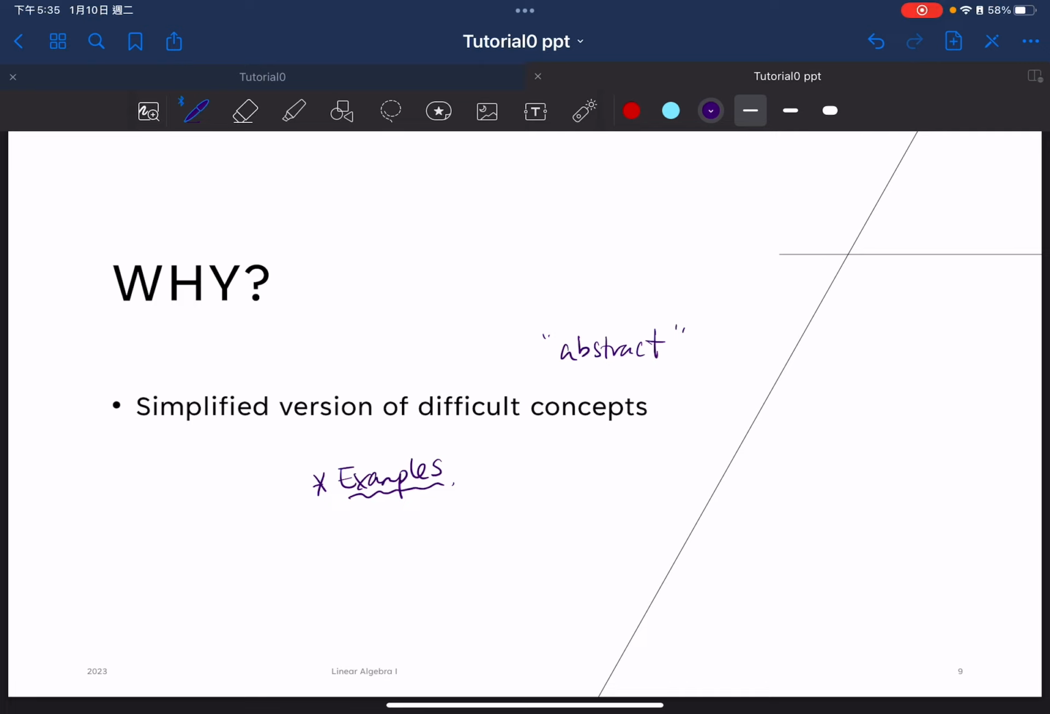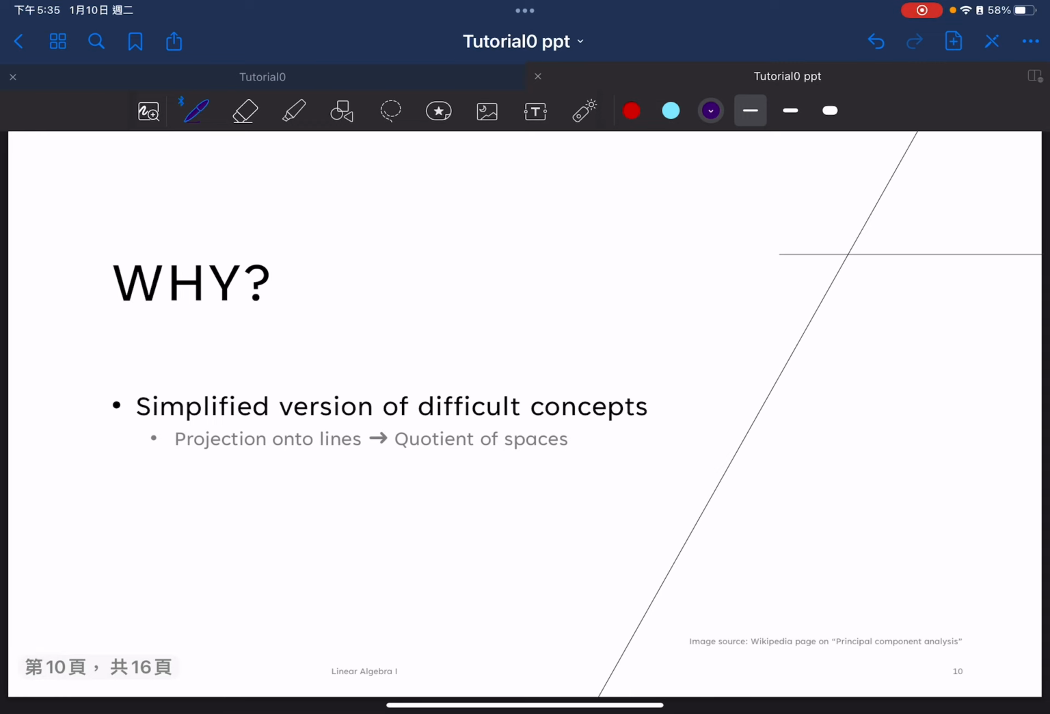So in math, especially if you are learning at the university level, examples are the key. Examples are the key to understand everything. You need to have examples to understand the theorems and the concepts. And how to gain examples? You can try to see modern papers to gain examples, but they are very difficult to understand. So linear algebra is kind of a sandbox, a simplified version of many difficult theories or concepts, which you can learn at 300 or 400 level. So let me give you some examples.